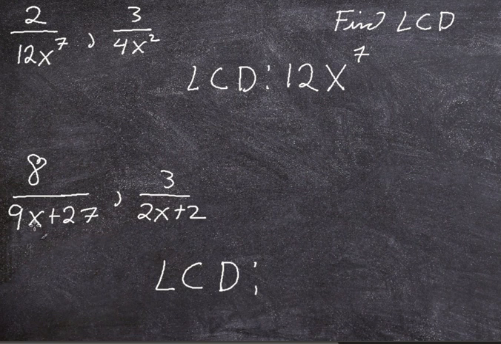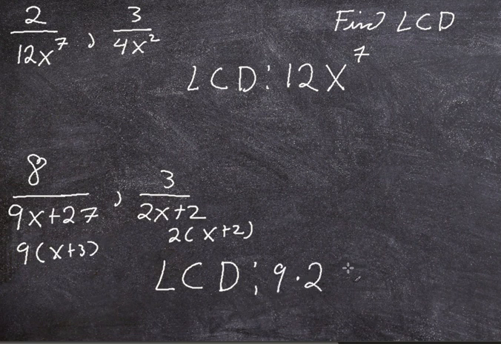Now, what about this 9x plus 27, 2x plus 2? Well, I can actually change this so it looks a little different. I can factor out a 9, leaving x plus 3. So 9 times x plus 3. If I factor out this 2, that's 2 times x plus 1. So what pieces do I have to play with? Well, for the LCD, all of the pieces have to be represented. So the 9 has to be represented, the 2 has to be represented, the x plus 3, and the x plus 1. So that would be the LCD.